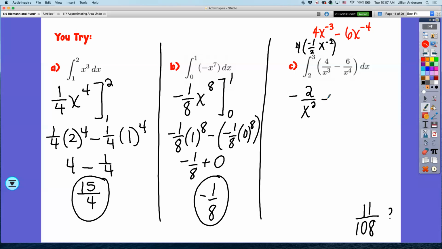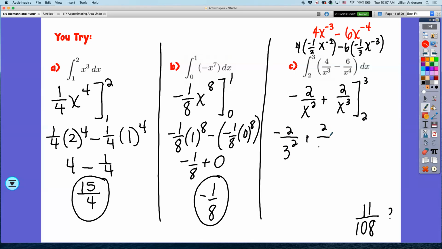Then what about the 6x to the -4th power? I got 2/x³. Is it a +2/x³ or a -2/x³? I got a +2 because there was already a negative there. Exactly. This gives you x to the -3. That's going to be -1/3 that gets multiplied by 6, a -6. So it does become a positive. Then you evaluate it with the bounds. You plug in your upper bound, subtract it from when you plug in your lower bound. Don't forget about that negative. Oops, don't forget about the number either.